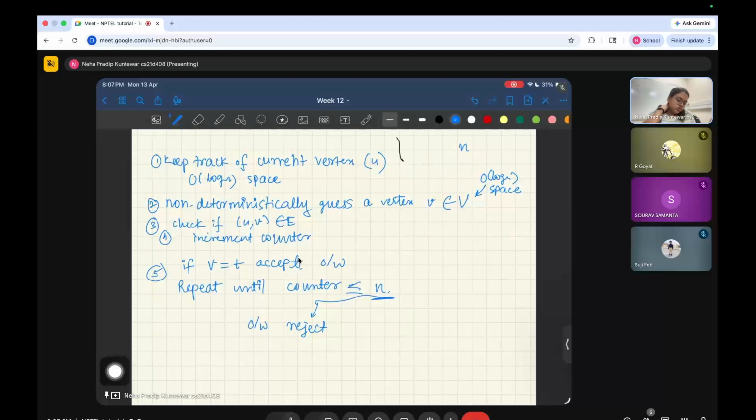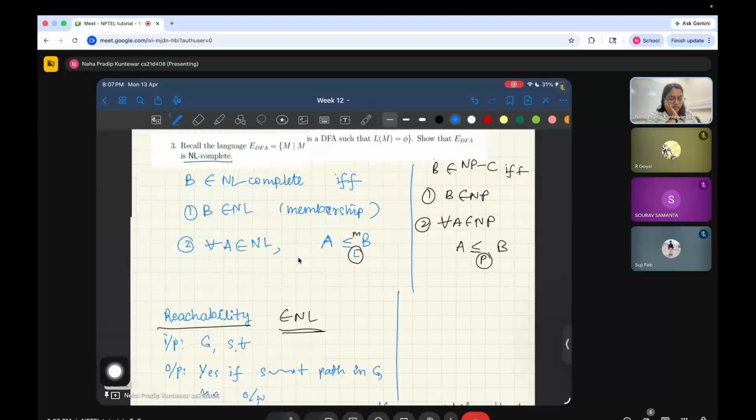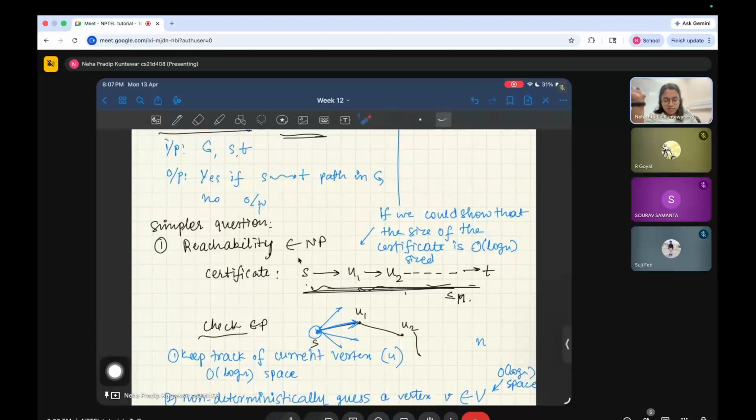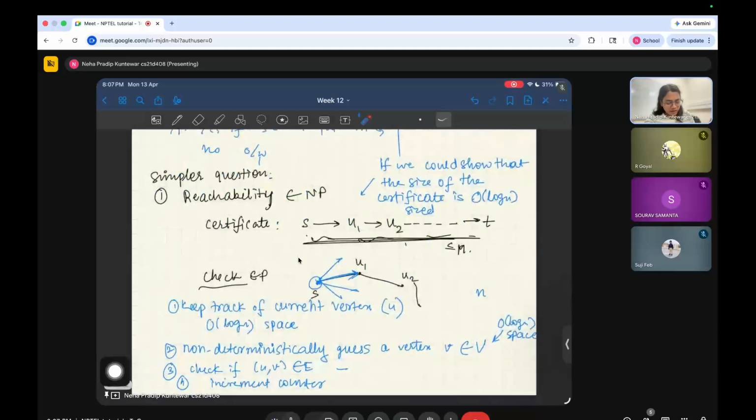So the whole point of this shrinking of the size of the certificate was that you don't need to know this entire thing all at once. You do it on the fly. From S you just go and look for the next neighbor. When you are at the next neighbor, you forget about everything that was there. From there you just look for the next neighbor and keep on doing this. So you don't need to remember all of it at any point of time.